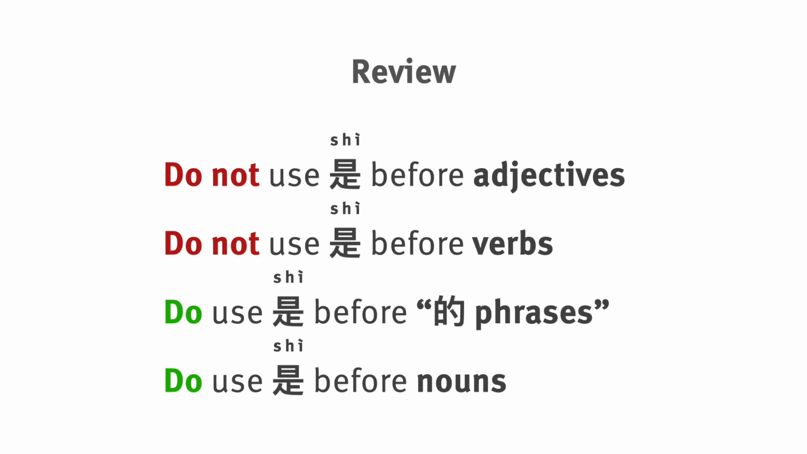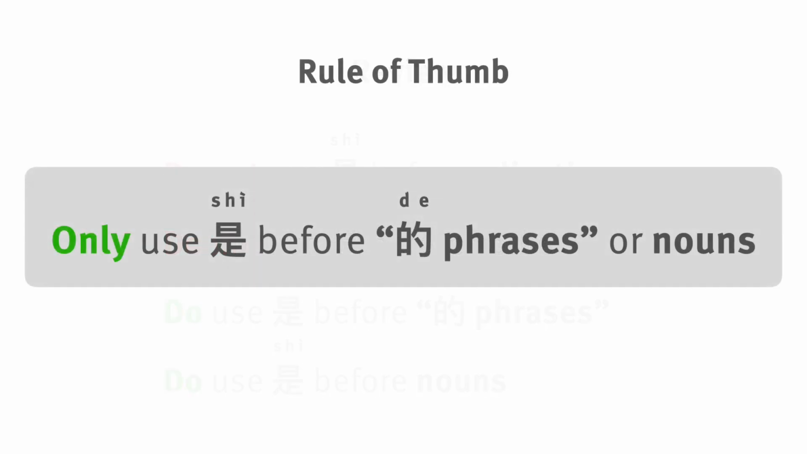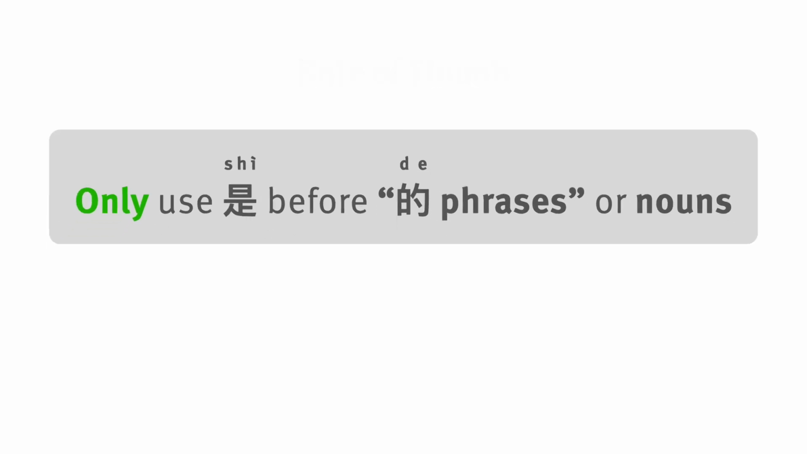Alright, so those are the 4 rules. Now let's do a quick review. We should not use 是 before adjectives. We should not use 是 before verbs. We do use 是 before 的 phrases and before nouns. So if we simplify this a little bit, we should just remember: only use 是 before 的 phrases or nouns.